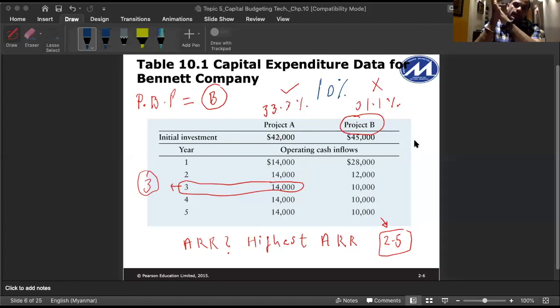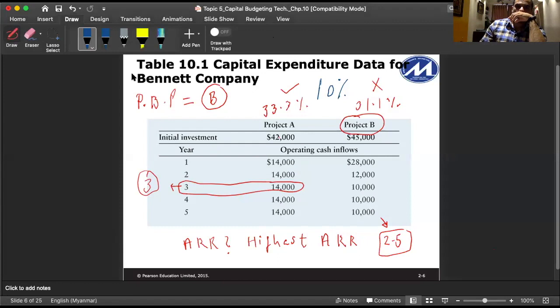Project B. Anybody else? Someone said project A, someone said project B. Project B. How much is the net present value of project B? How much is NPV for project B? Project B NPV is 13,924, right? This is for B.